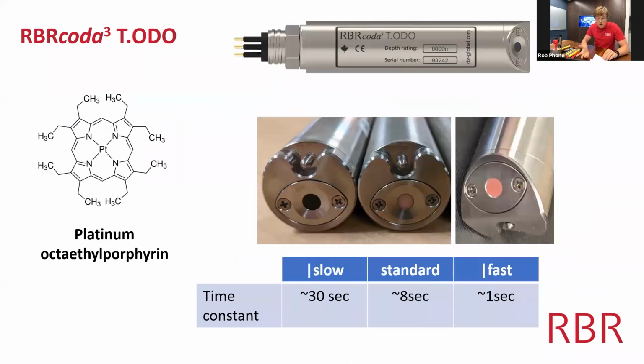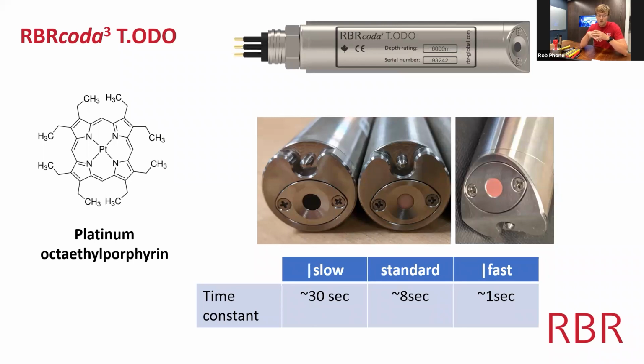As I mentioned, all of the optodes that RBR manufactures use the same complex. And here we have three different varieties. They have a bit of a physical difference for the slow, standard, and the fast, where the slow has an additional black coating, which protects the active film from ambient light, so it doesn't get bleached. But it also provides the ability for it to be wiped, so any biological growth on the surface can be cleared by a simple wiping brush.